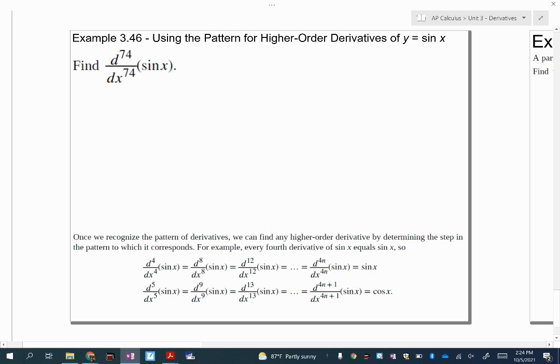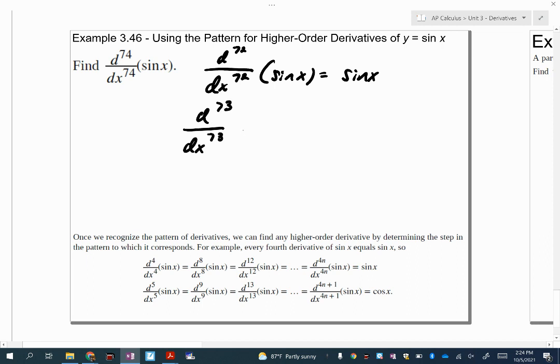So if this was the 72nd derivative of sine of x, it would be the sine of x. So think of that as like the starting point. So then the 73rd derivative of sine of x would be the next step.